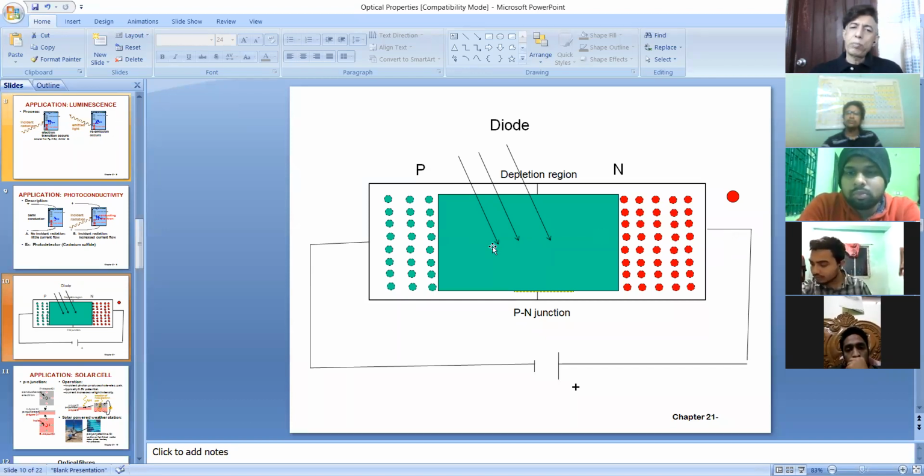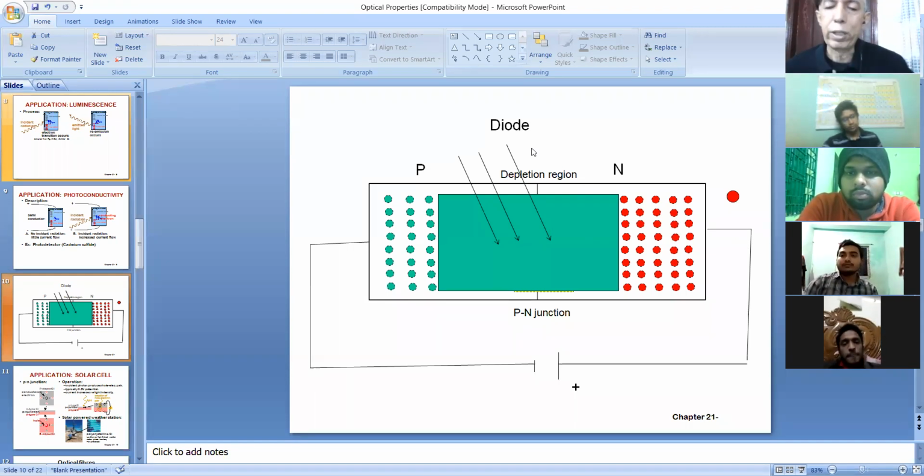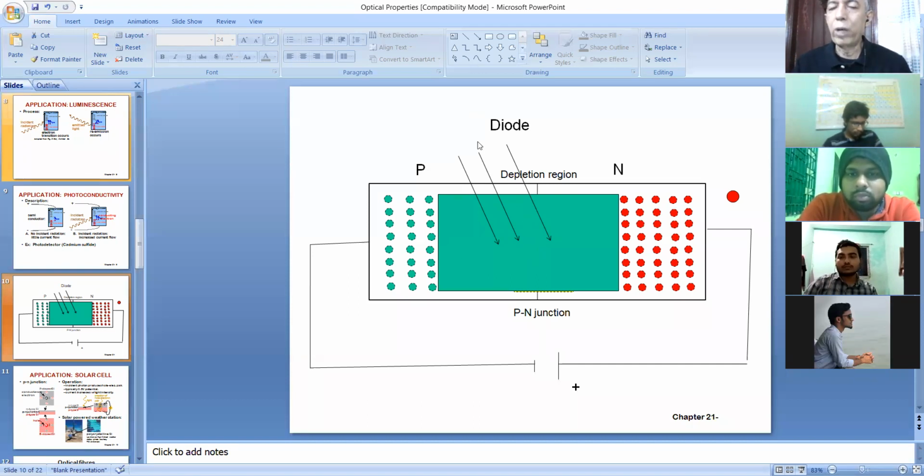Now you can use it by reversing this also. How can you use it by reversing it? Say for example, you are allowing infrared light to fall here always.